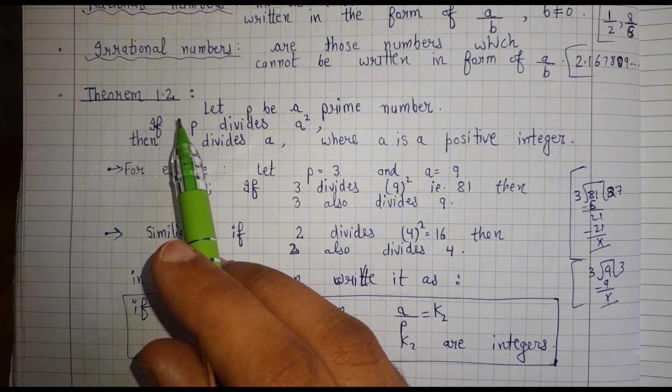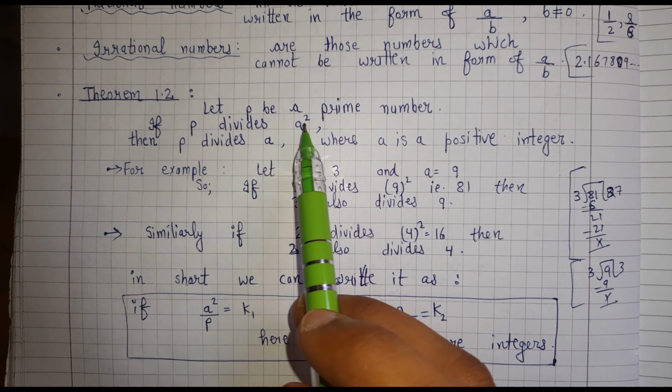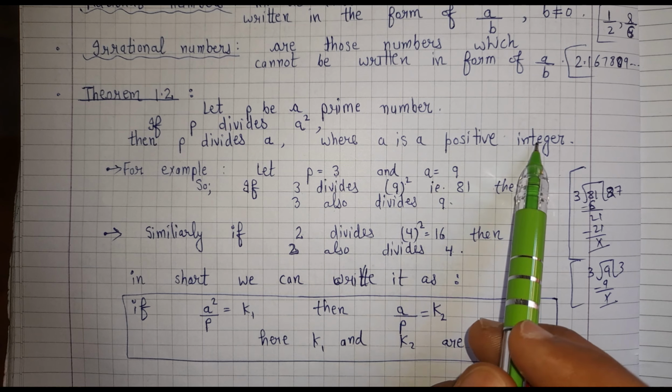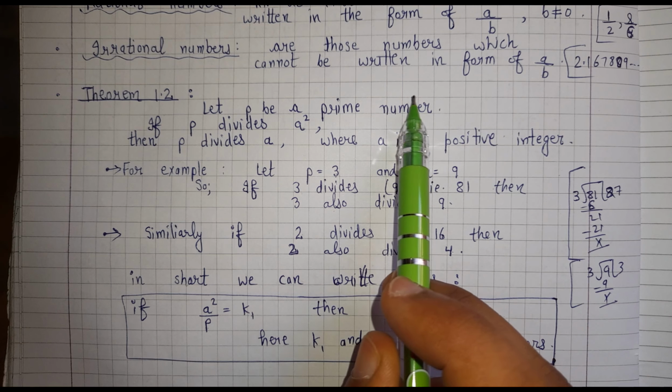Theorem 1.2. It states that let p be a prime number. If p divides a square, then p also divides a, where a is a positive integer. Just remember this theorem because we are going to use it in some questions.